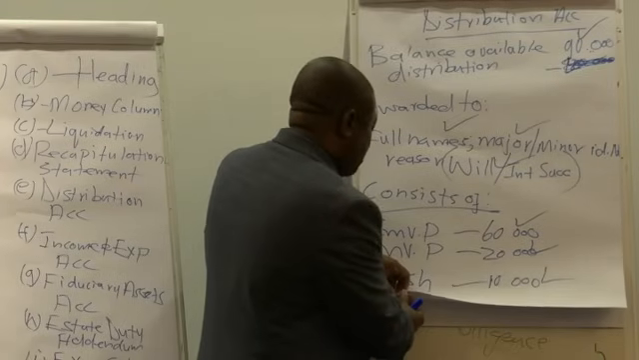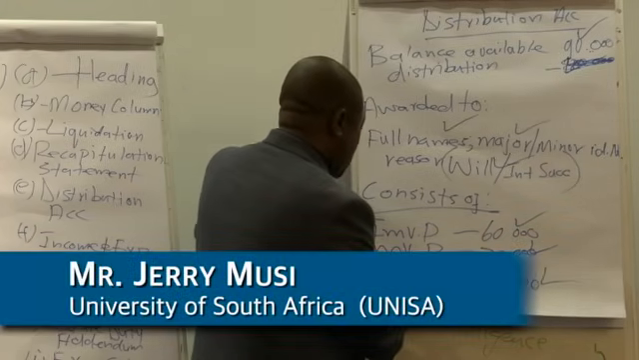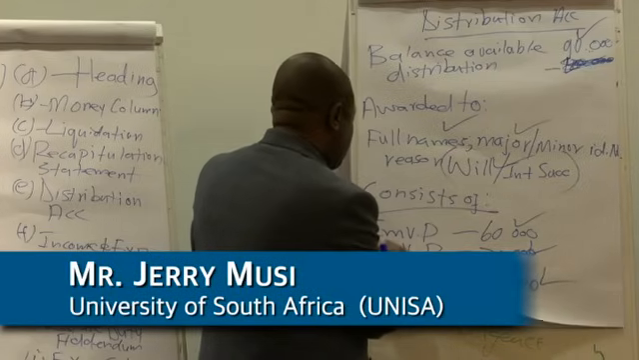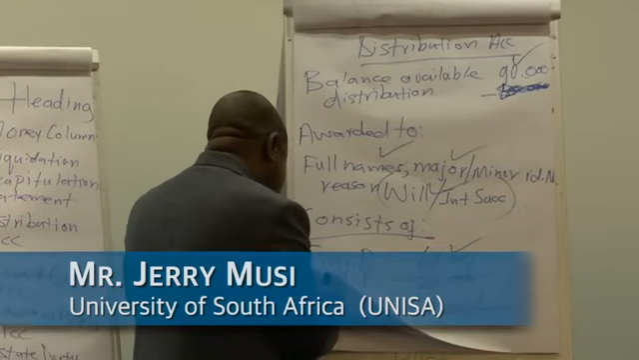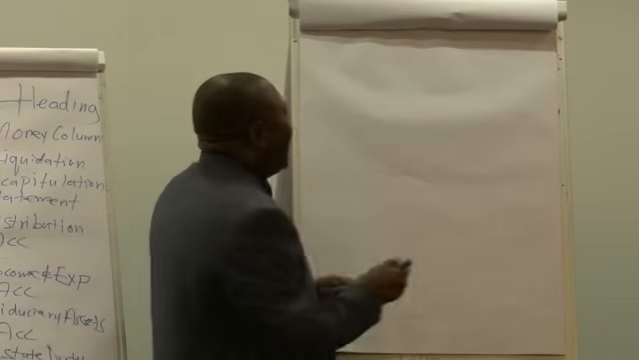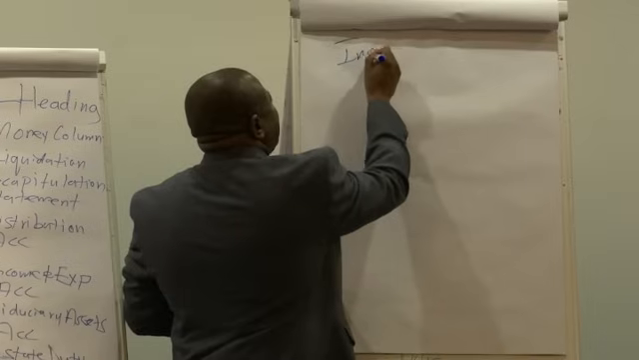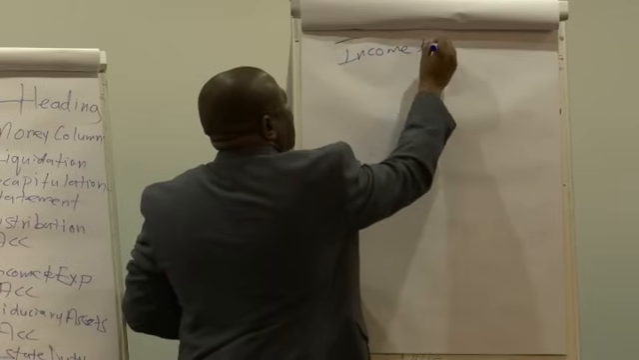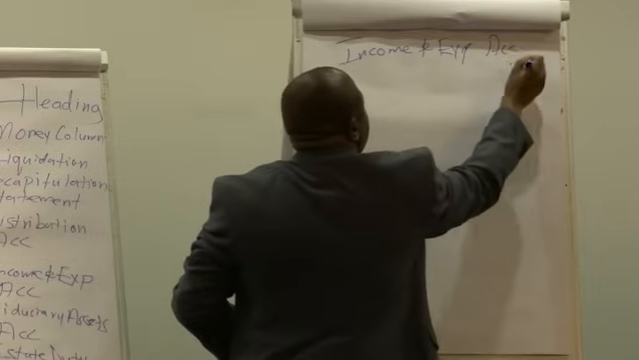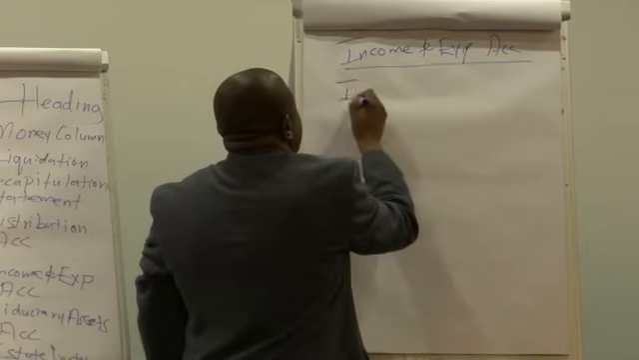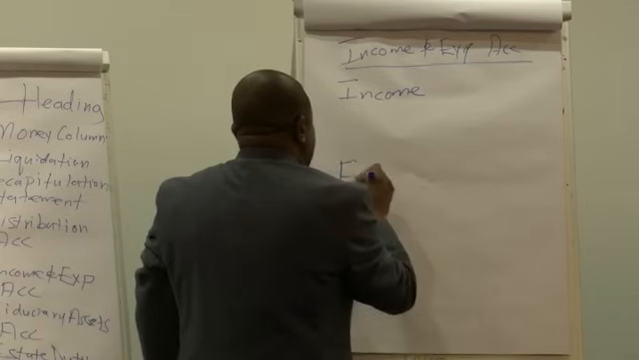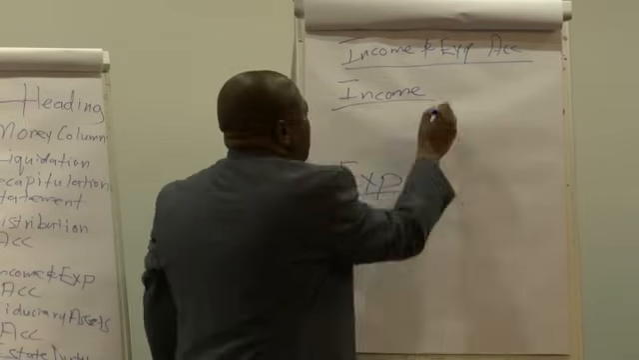Let's quickly look at Regulation 5.1F. That one is straightforward. Regulation 5.1F, do you know it? Income and expenditure account. Here we deal with the income after date of death and the expenditure after date of death.